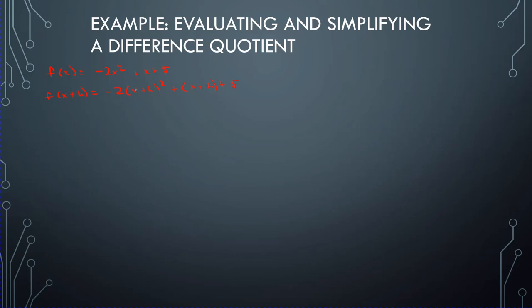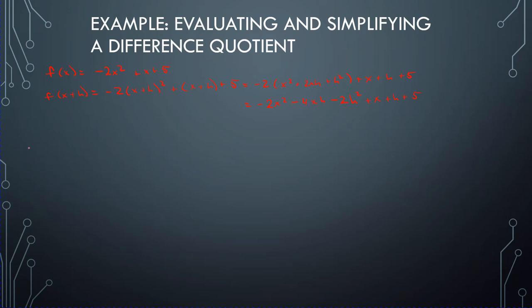What is x plus h squared? Well, we've already done that. We see that x plus h squared is x squared plus 2xh plus h squared. So this is minus 2 times x squared plus 2xh plus h squared, plus x plus h, plus 5. Let's distribute here. This is minus 2x squared minus 4xh, I know it's a little crazy, minus 2h squared plus x plus h plus 5. A lot going on here.